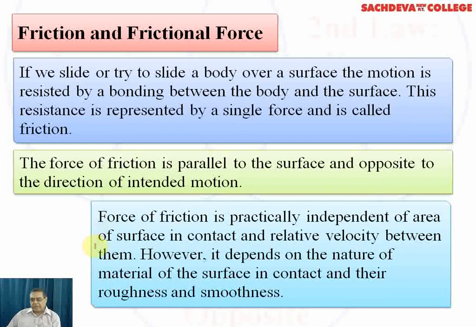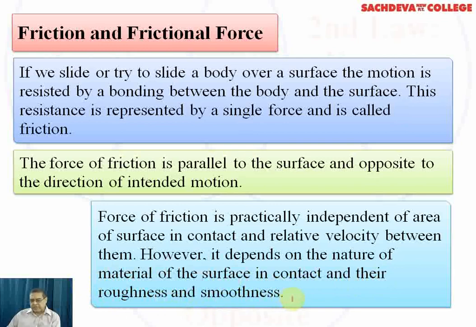So whatsoever the area of an object or the surface, the friction does not depend on the area in contact, the surface in contact, or the relative velocity between them. But friction depends on the nature of the material of the surfaces in contact and their roughness and smoothness. So we remember now that the area of the surface is not important. However, it depends on the nature of the material of the surfaces in contact and their roughness and smoothness.